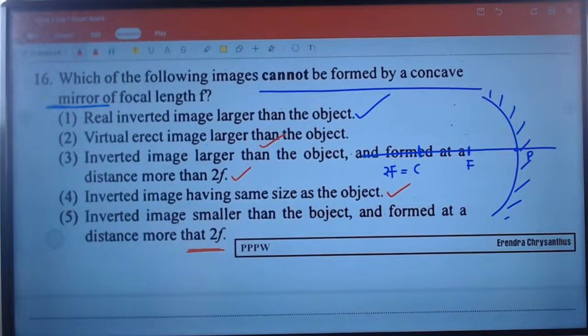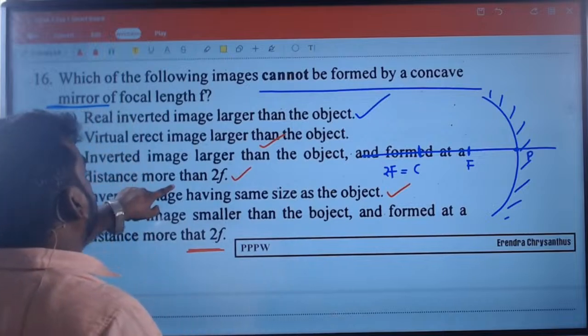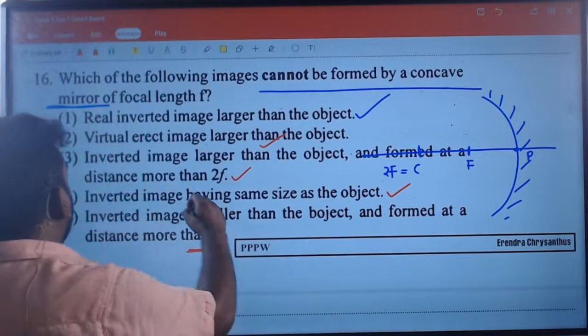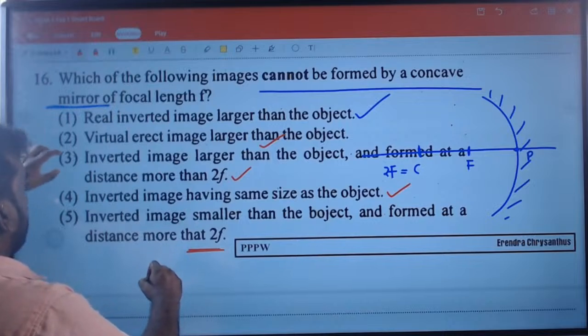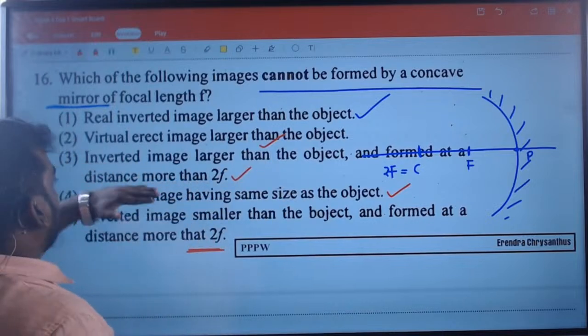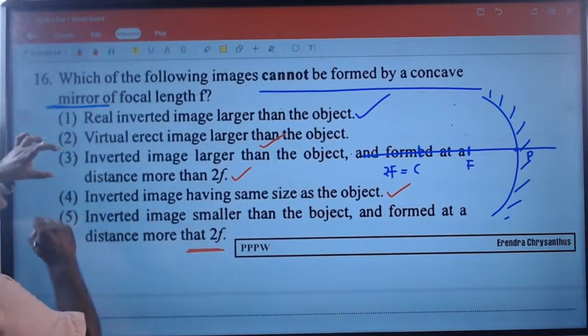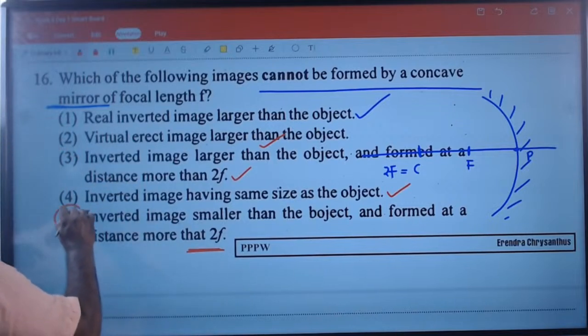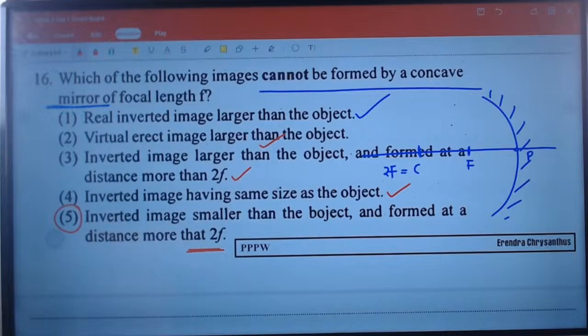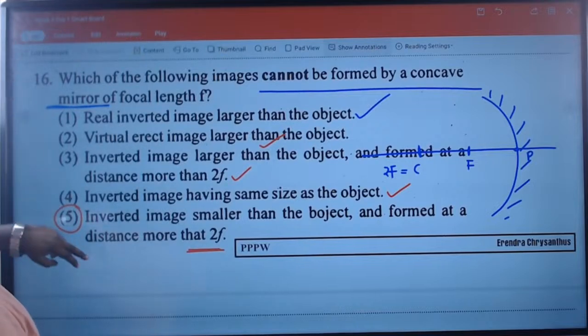Look at this carefully. If you take a mirror, inverted image larger than the object is formed at a distance more than 2F. If this is correct, this can't form. Inverted image larger than the object formed at a distance 2F. If this occurs, this can't take place. So the false statement is answer number 5.